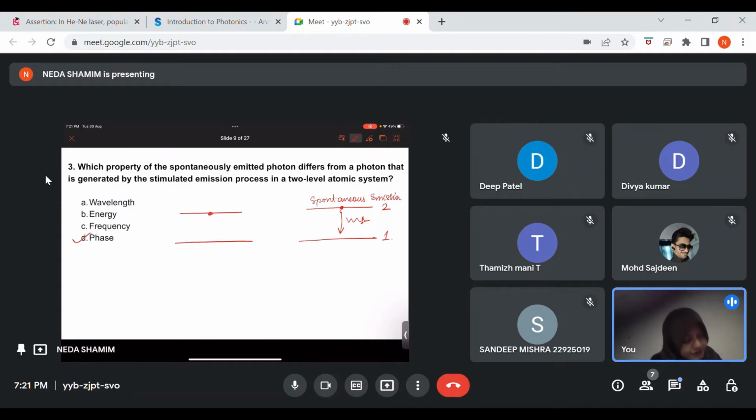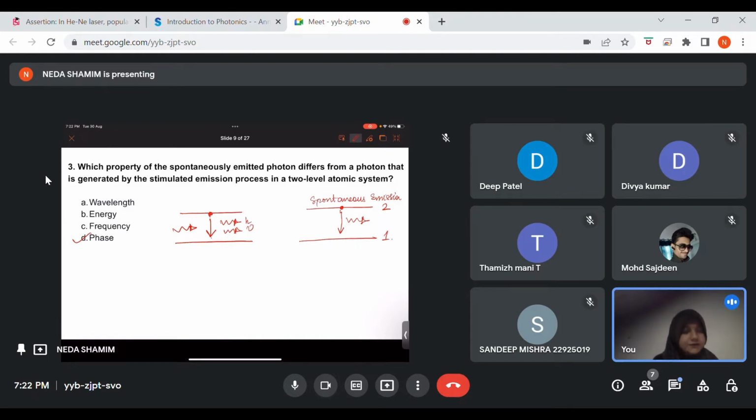I am forcing my photon to jump down. I'll pass one photon and this photon will induce this atom resting in the upper state to transit down, and we'll have two photons. So it forces the atom in the upper state to transit down to emit an exactly cloned photon. The photons emitted are in the same phase as that of the incident photon.